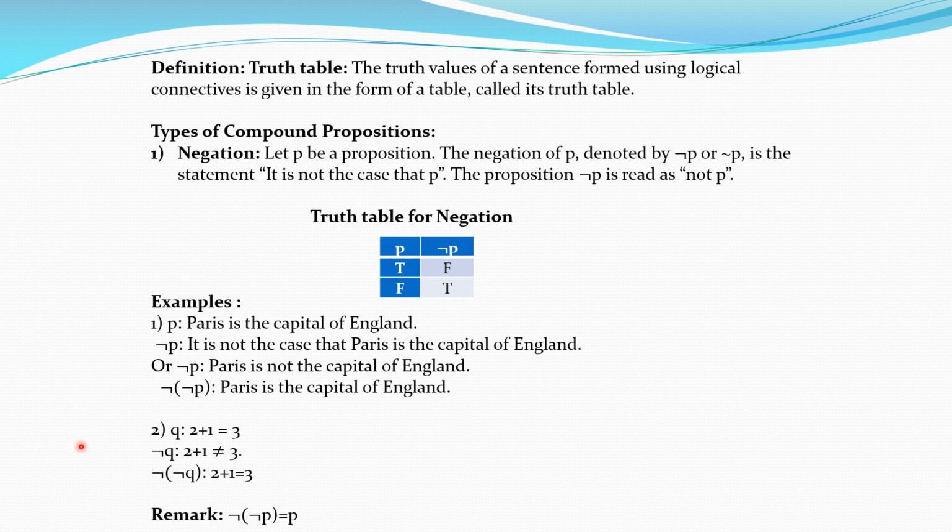Now, see the second example. Q is the statement 2 plus 1 equal to 3. So what is the negation of Q? 2 plus 1 not equal to 3. And negation of negation Q is 2 plus 1 equal to 3. So negation of negation P is always P.